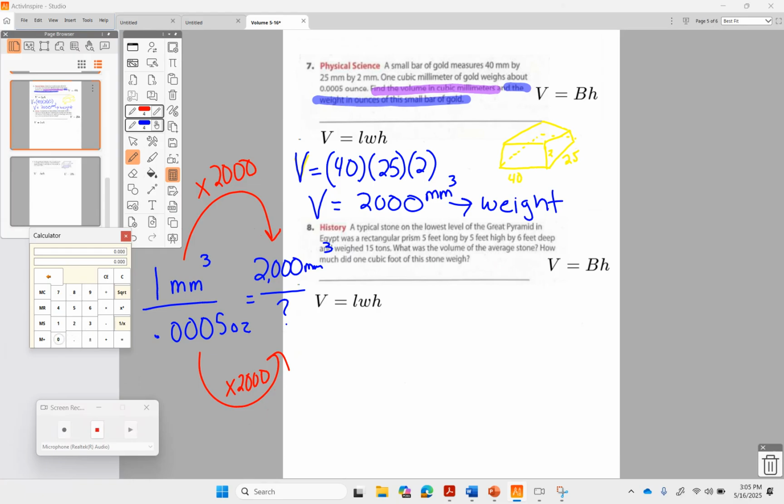0.0005 times 2,000. All that work to find out 1 ounce. Okay, so that's actually a very small bar. 40 millimeters is like 4 centimeters by 2.5 centimeters by 2 centimeters. That's very small. And it weighs 1 ounce. Okay, moving on.